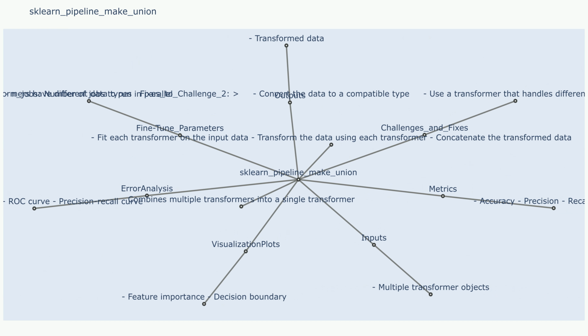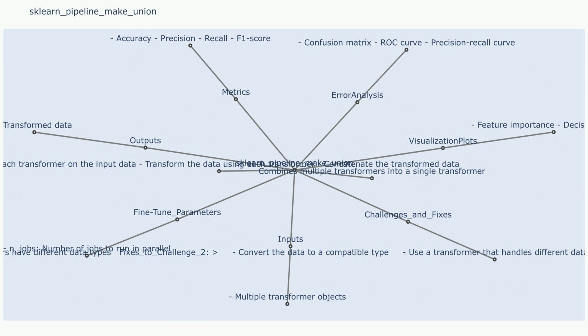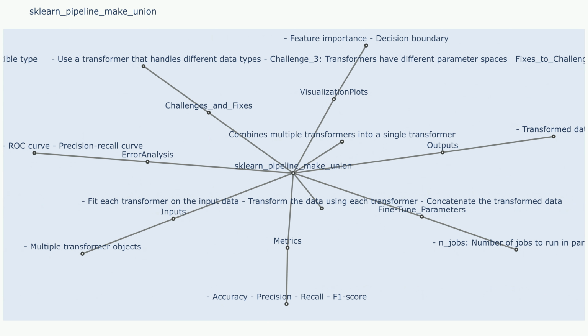Output 2. If input names are provided, the make_union returns a named transformer. This means the individual transformers can be accessed by their respective names within the pipeline. Steps. Step 1. The fit method of the composite transformer is called, triggering the fit method of each individual transformer in the list. This allows the individual transformers to learn patterns from the data.